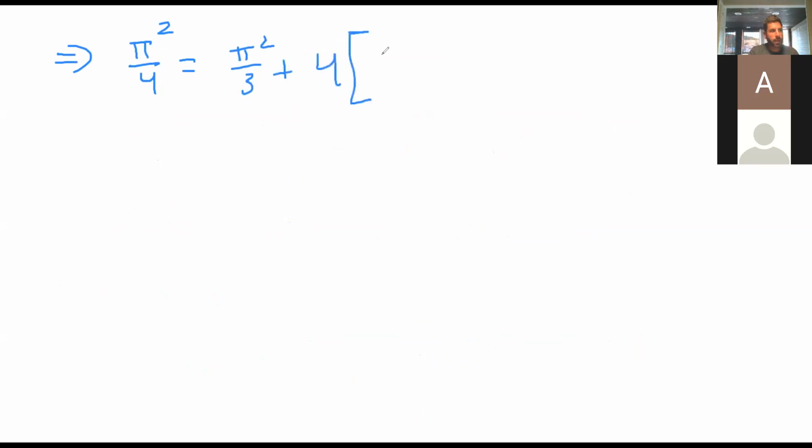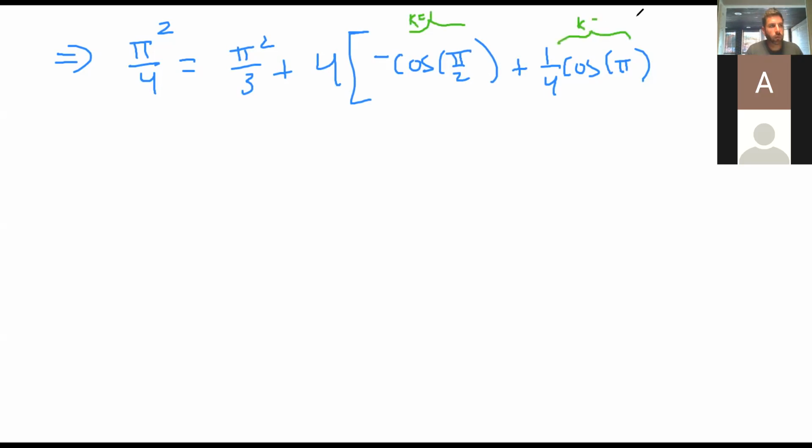Now, what is our series? When k is 1, let's just write it out. So when k is 1, you get negative the cosine of pi over 2. And then when k is 2, you get plus 1/4 cosine of pi. So let's be very clear so that we're kind of sticking with what we know here. This is when k equals 1 in the sum. This is when k equals 2 in the sum. When k equals 3, you get -1/3.